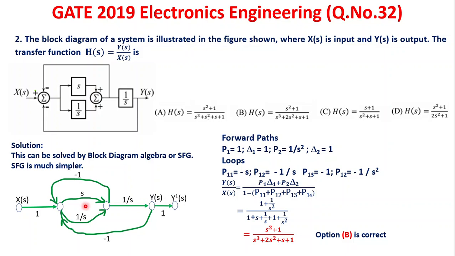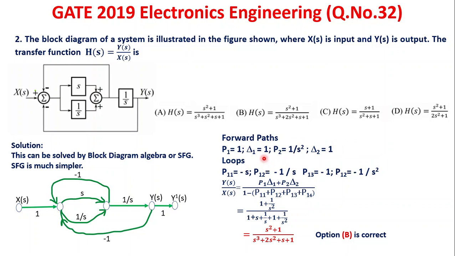So what are the forward paths? Paths from input to the output. So you have one path here to here, here to here, here to here. So 1 into s into 1/s into 1. So P1 is 1, the first forward path. Next, P2. You can go like this, like this, and like this. So 1/s, 1/s, 1. If you multiply all that, 1/s². Right.